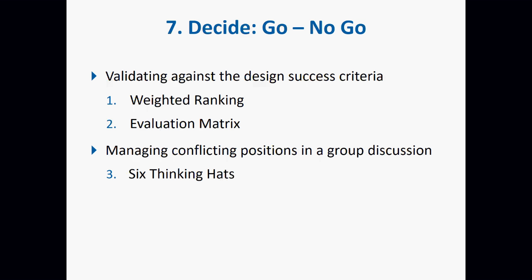There are potential chances that when we try to evaluate ideas, there are conflicting positions that can happen in a group discussion. In such situations, Six Thinking Hats is a good technique that could be used. It was devised by a person called Edward de Bono, and this technique is based on the concept of parallel thinking, and it helps you avoid conflicts in a group discussion. I will let you all do the research on Six Thinking Hats by yourself.